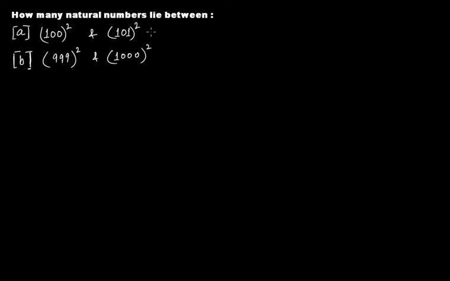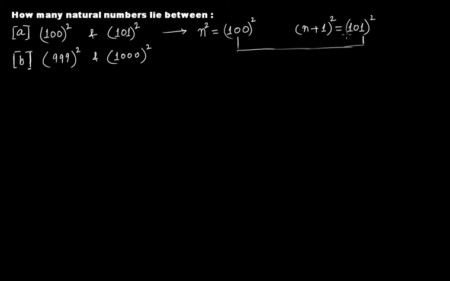If I take the first one, here n is 100. And n plus 1 is 101 here, right? Now if you take the square of this one, it becomes 100 squared. If I take the square of this one, it becomes 101 squared. That's what we have here. It means that these two are consecutive square numbers. And what is the question? How many natural numbers?